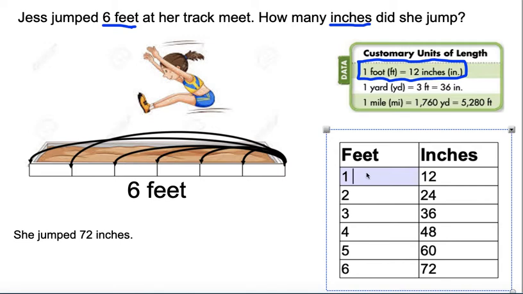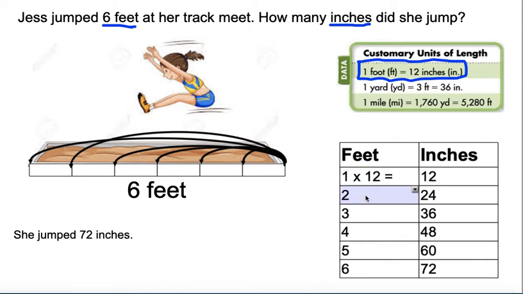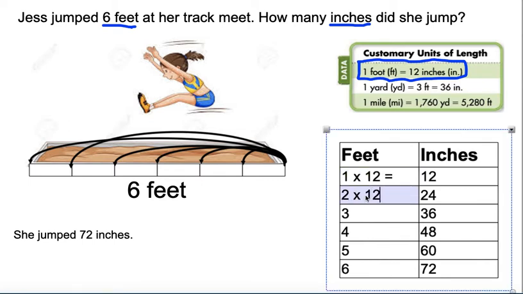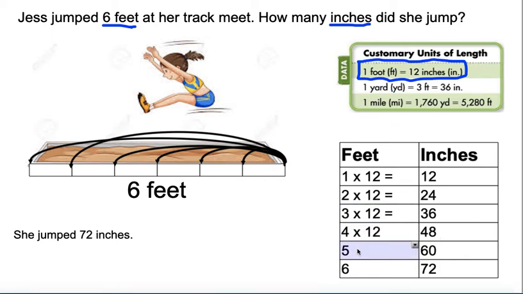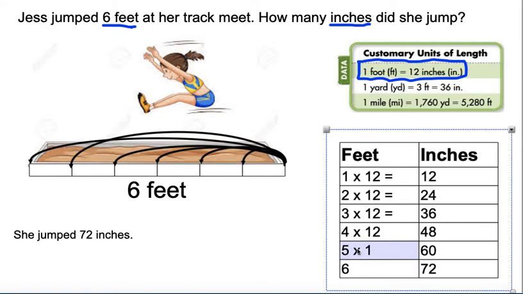Each time we move to the next foot, we're multiplying by 12. 1 times 12 equals 12. 2 times 12 equals 24. 3 times 12 equals 36. 4 times 12 equals 48. 5 times 12 equals 60. Oops, I forgot my equal sign over here. And 6 times 12 equals 72 inches.